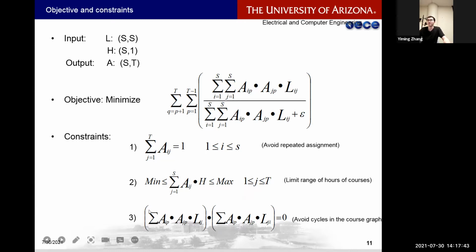And finally, for the last constraint, we want to avoid cycles in a course graph, which means, for example, it would be infeasible if course A is a prerequisite of course B, while course B is a prerequisite of course A. We certainly don't want that to happen. That's why we put a constraint like this. And in the next couple slides, I will show you some simulation results.